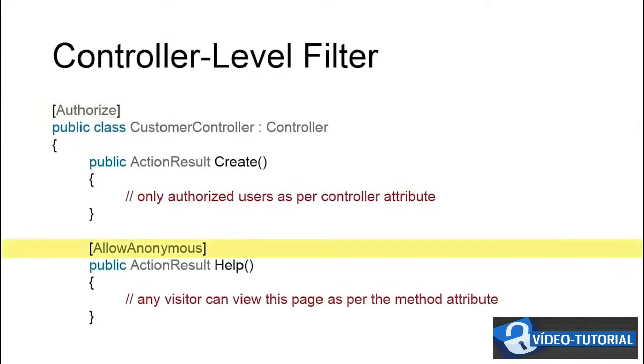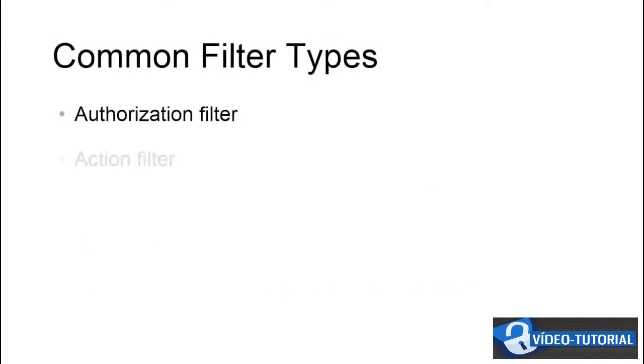I just want to mention briefly that in addition to authorization, it's also possible to handle authentication at the controller or action level with an authentication filter, which is new in MVC 5. But we're just going to be focusing on the more common application level authentication when we get to talking about security. Another type of filter is the action filter.